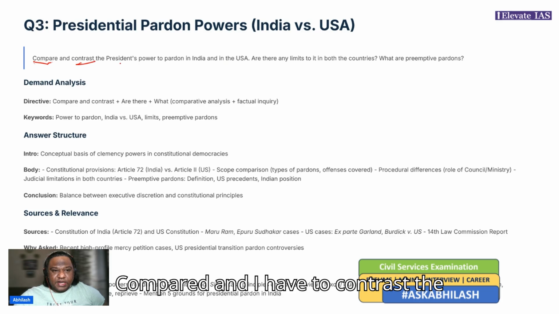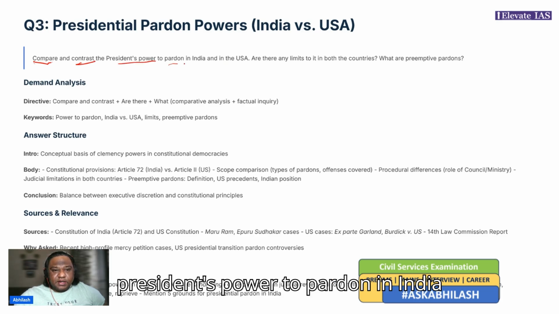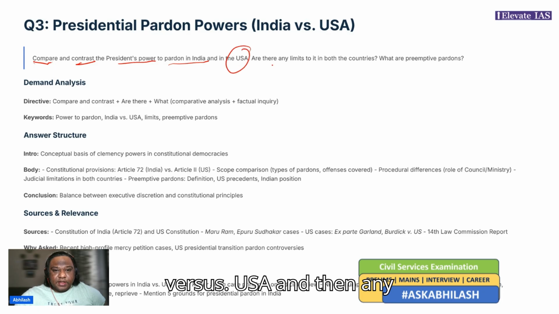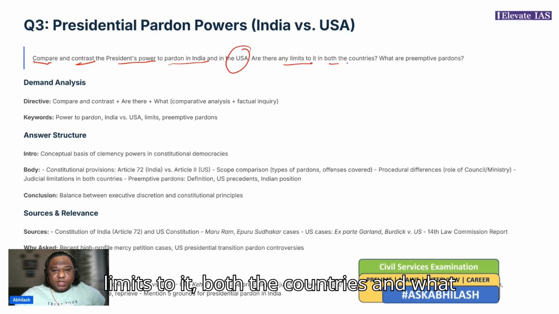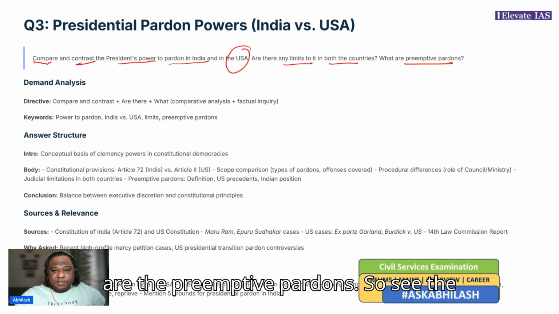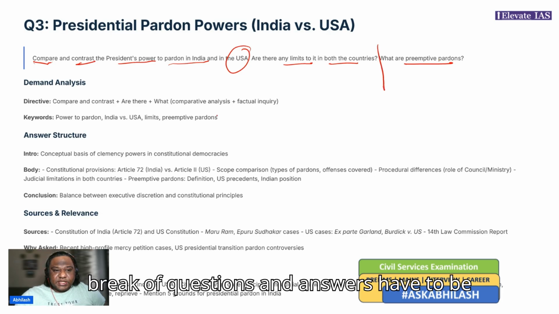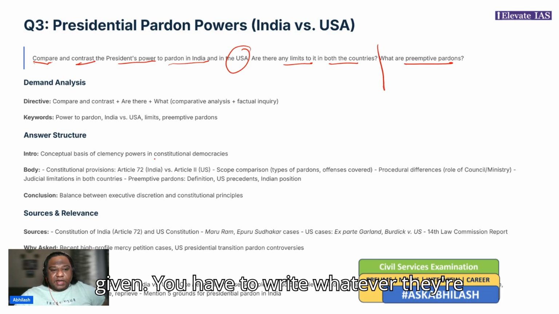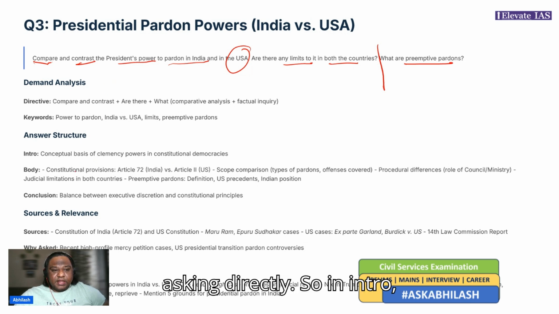Compare and contrast the president's power to pardon in India versus USA. And then any limits to it in both the countries, and what are preemptive pardons. So see the break of questions and answers has to be given. You have to write whatever they are asking directly.